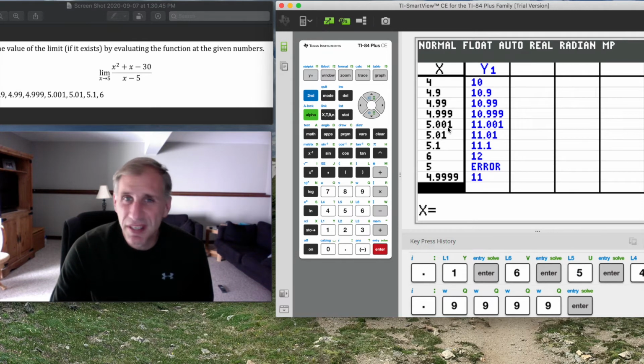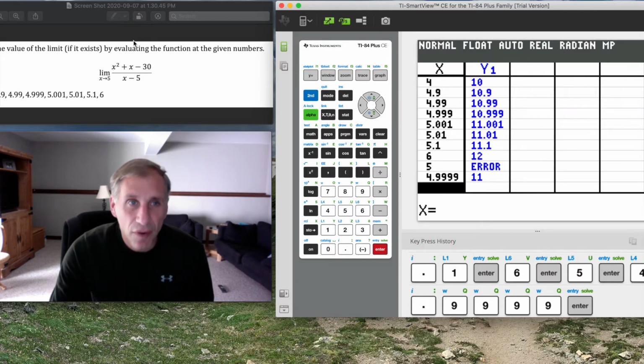Be careful though, this doesn't always work. There are some limits that you try and do on a calculator like this and you're going to get a really bad approximation for. So for right now, this is a good strategy to use, but this is not a good long-term strategy for us when we want to evaluate.